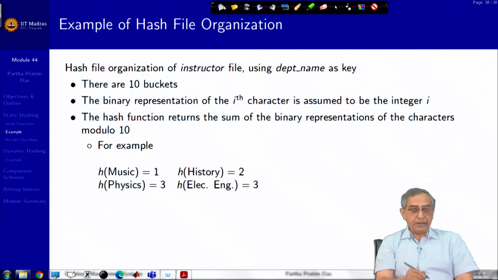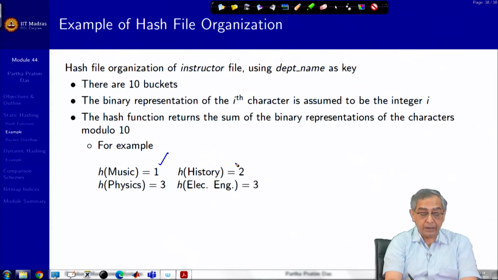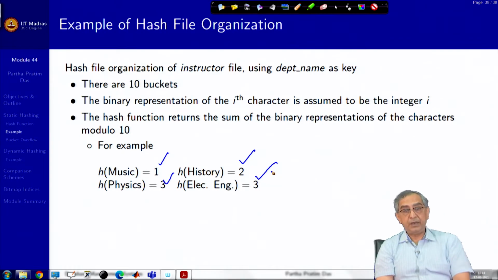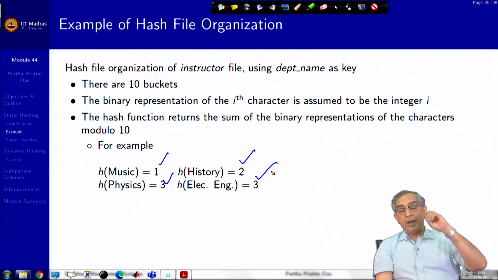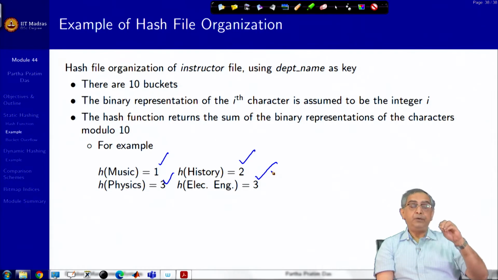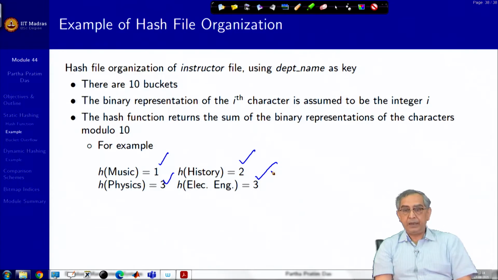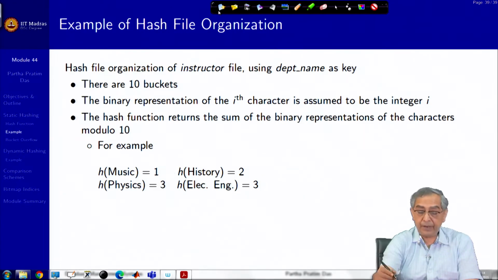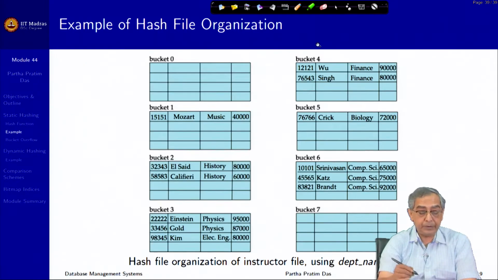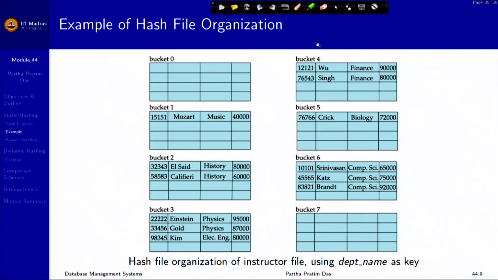You can check out the computations of different department names that we have hashed through this process: you take the ASCII value of every character in the name as an integer, add them, divide by 10 and take the remainder. We will keep the records according to this. There are different buckets, 8 are shown here right now.